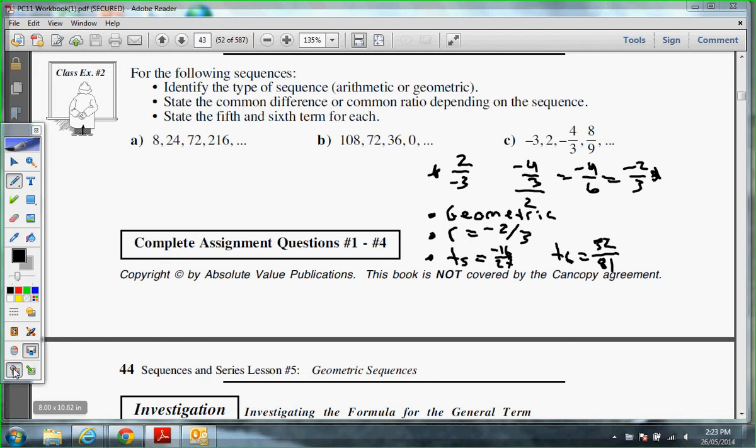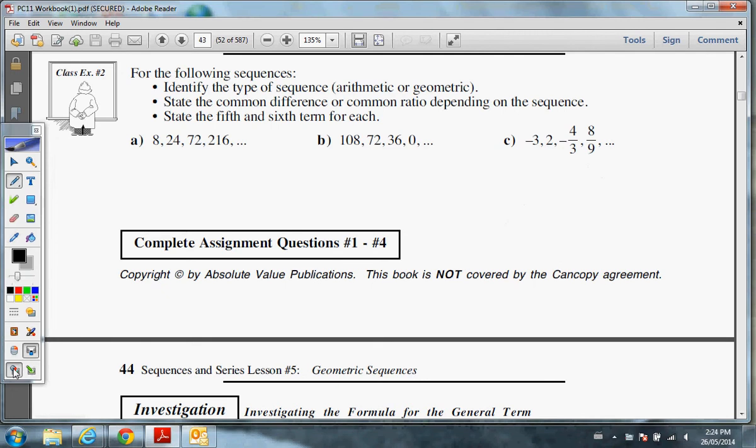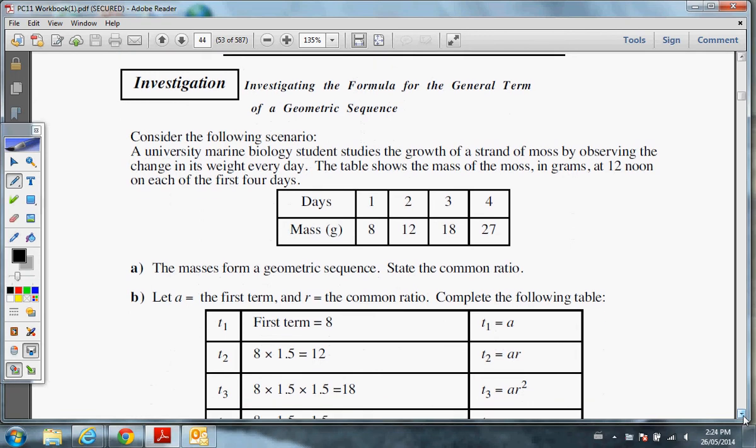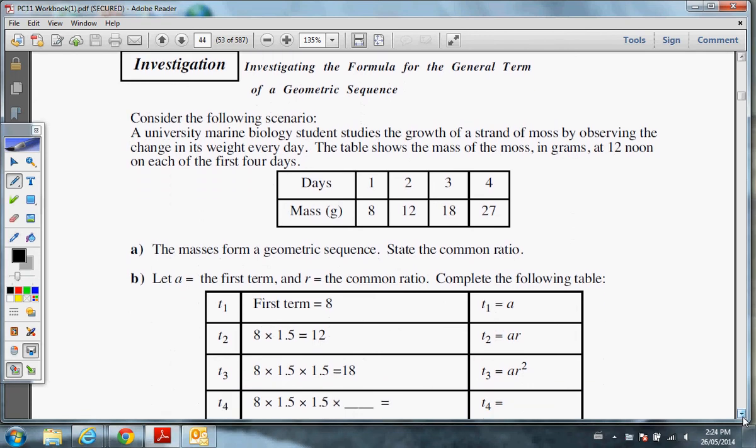All right, just going on to the investigation here. Investigating the formula for the general term of the geometric sequence. So remember, we have that general form from our arithmetic sequences. We're going to try to find the general form for the geometric.